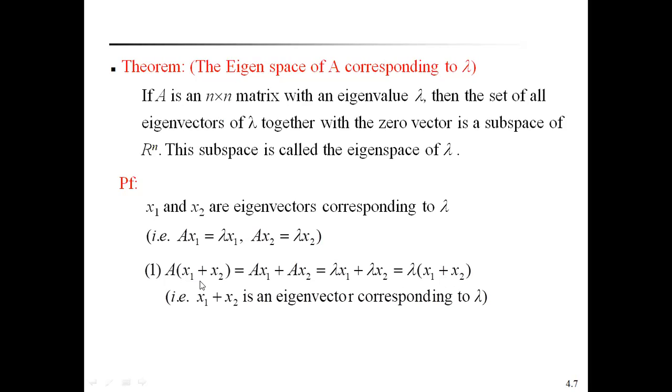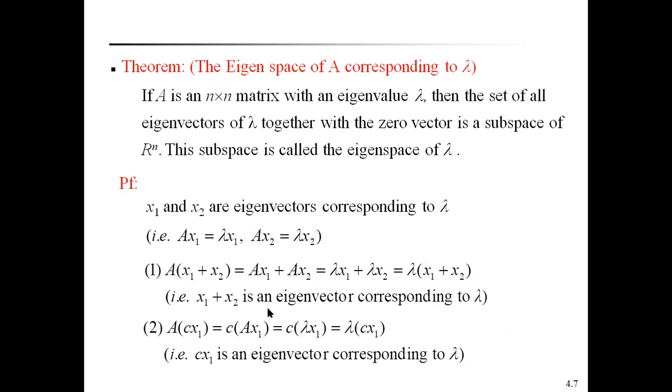See, the vector x1 plus x2 satisfies the eigenvector equation, that is the characteristic equation. What is the characteristic equation? Ax equal to lambda x. Therefore, A into x1 plus x2 is equal to lambda into x1 plus x2. That means x1 plus x2 is an eigenvector corresponding to the same lambda. So the eigenvector set satisfies that vector addition is closed.